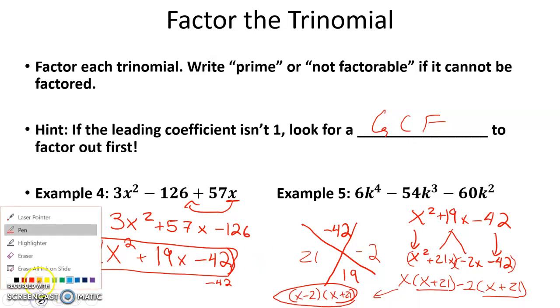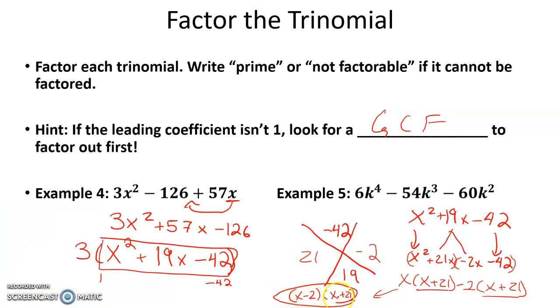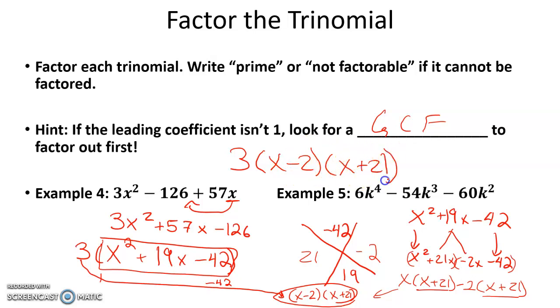Hold up real quick. I just realized we weren't done with that yet. I've got my two factors, the x minus 2 and the x plus 21, but I also have to bring this 3 down in front of them. So I'm going to rewrite it over here: the 3 out front, and then x minus 2 and x plus 21. There you go. Make sure you take out that GCF and put it out front. That GCF, once you take it out in the first step, just hangs out until you get the final answer, okay?